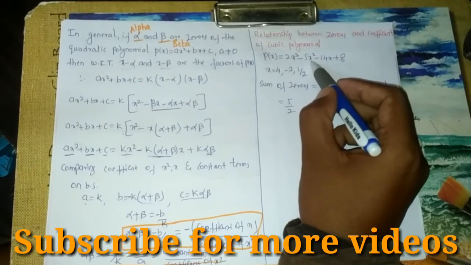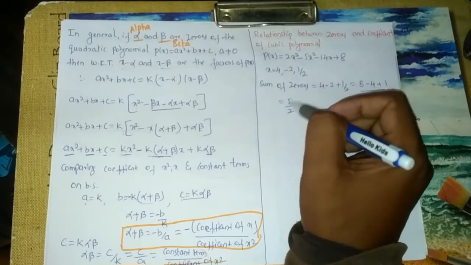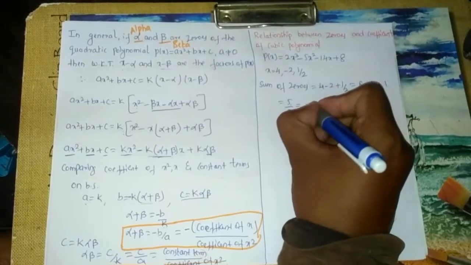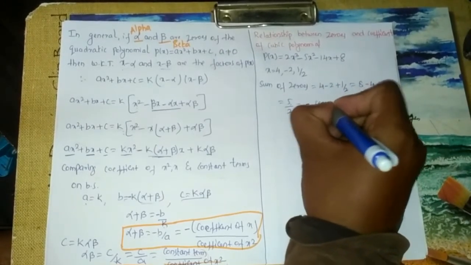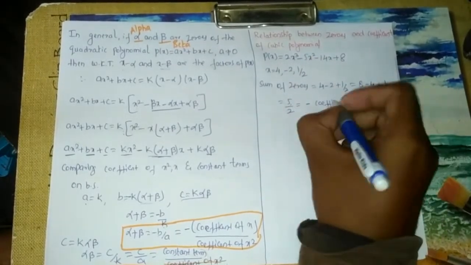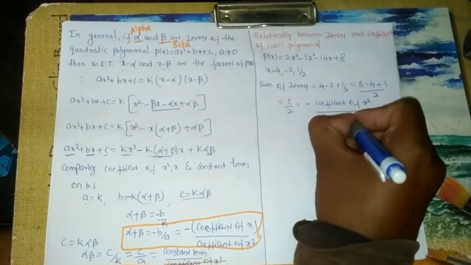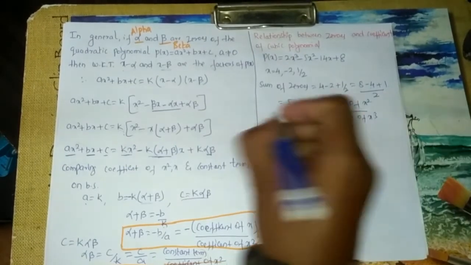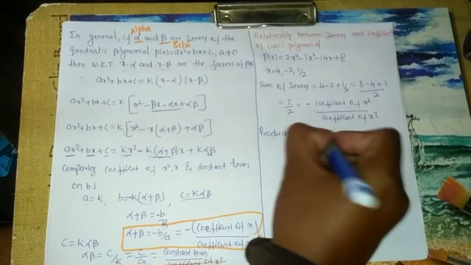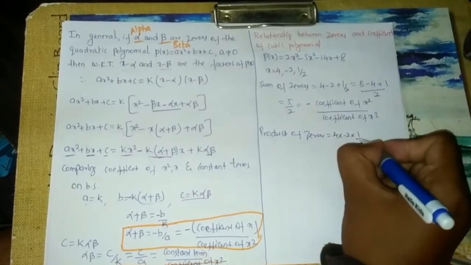This 5 is with x square, y is with x square, and 2 is with x cube. So I can write this as minus coefficient of x square divided by coefficient of x cube. Similarly, product of zeros, it is 4 multiplied by minus 2 into 1 by 2.